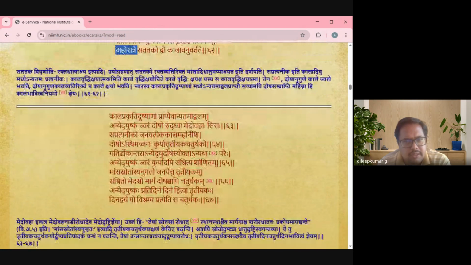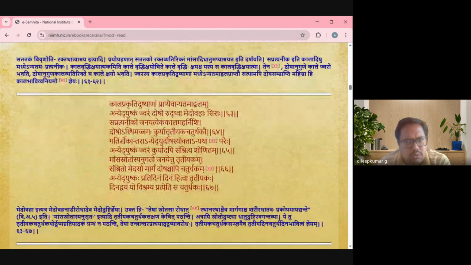Next one is Anyedyushka Jwara. Anyedyushka Jwara involves Medovaha Srotas. So in Anyedyushka Jwara, there will be Jwara one time in a day and night. Whereas in Satataka Jwara, there will be Jwara in daytime, Jwara in night time. Whereas in Anyedyushka, one time in entire 24 hours. So that is Anyedyushka Jwara.